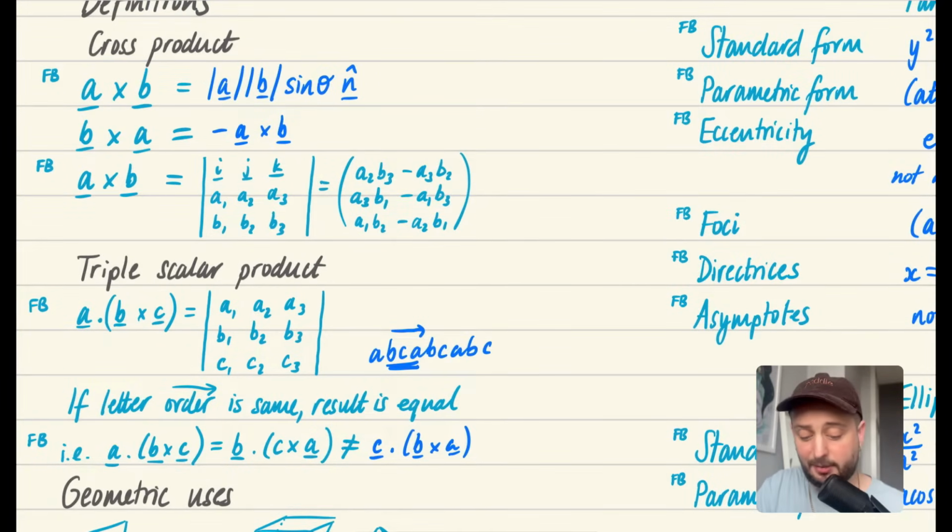And that makes sense when you look at this definition that we've got. If they are parallel to each other, then theta would be 0, and sine of 0 is 0, so the whole thing that we've got there is 0.